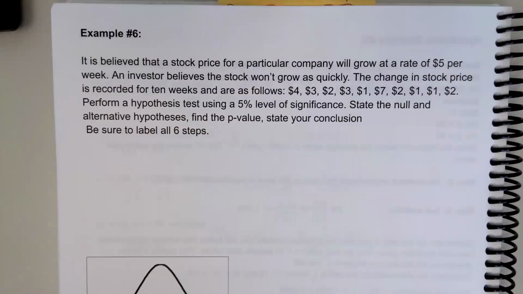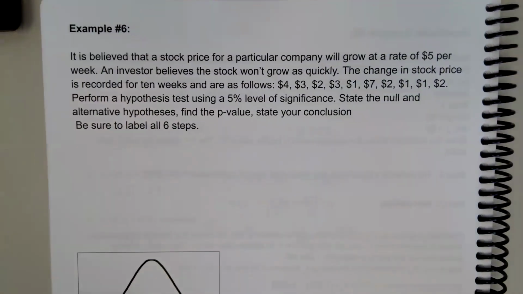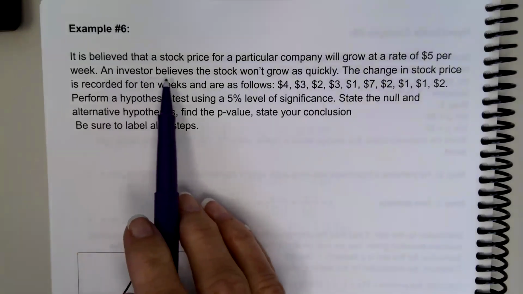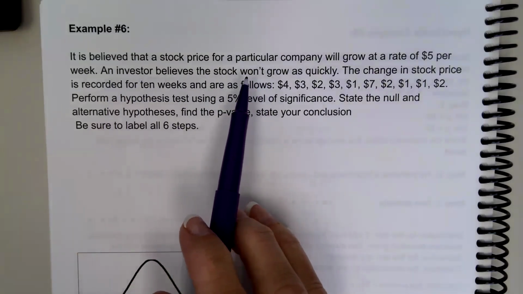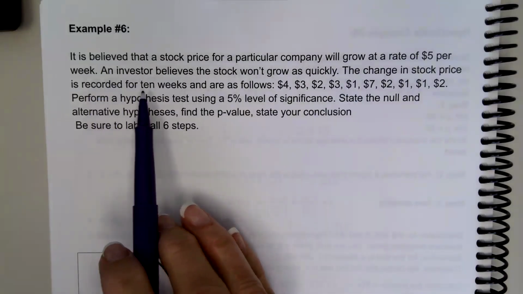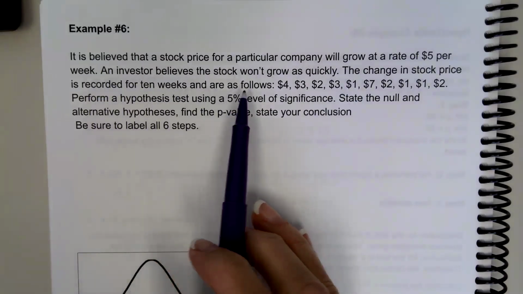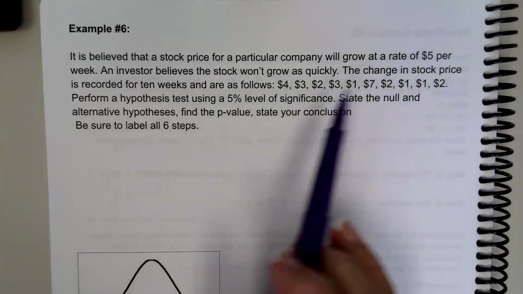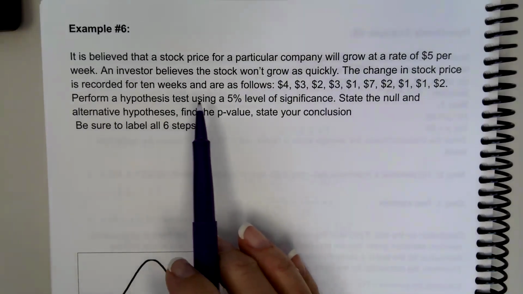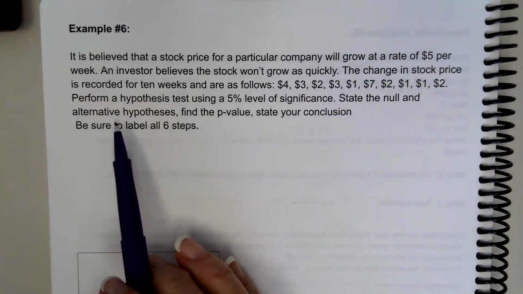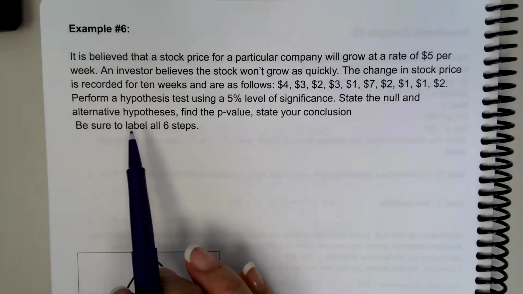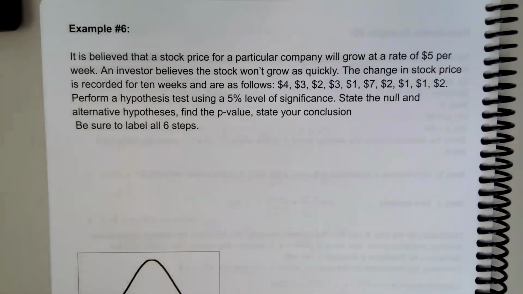Example 6. Example 6 says, it is believed that the stock price for a particular company will grow at a rate of $5 per week. An investor believes the stock won't grow as quickly. The change in stock price is recorded for 10 weeks and is as follows: 4, 3, 2, 3, 1, 7, 2, 1, 1, 2. Perform a hypothesis test using a 5% level of significance. State the null and alternative hypotheses, find the p-value, and state your conclusion. Be sure to label all 6 steps.